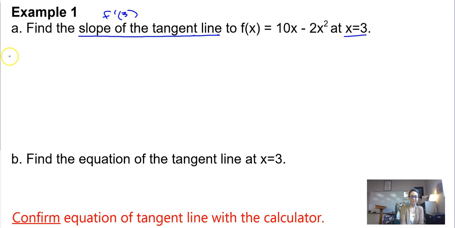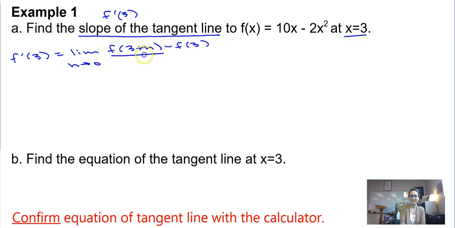So let's go ahead and write the formal definition, and then we'll work with that to see if we can get the slope right at x equals 3, all right? So f prime of 3, I'm going to take that limit definition, the limit as h approaches 0 of the difference quotient, but what am I going to plug in for x? I'm going to plug in 3. So we'll have f of 3 plus h minus f of 3 all over h, right?